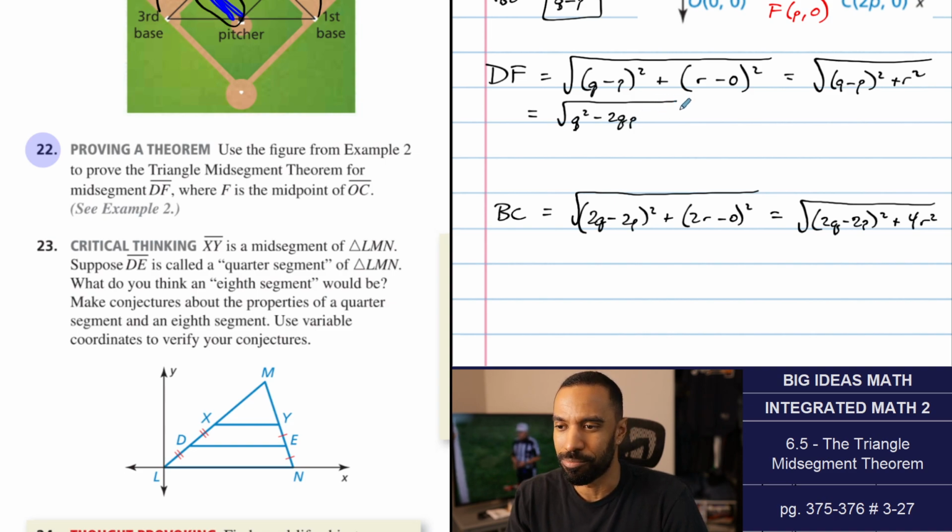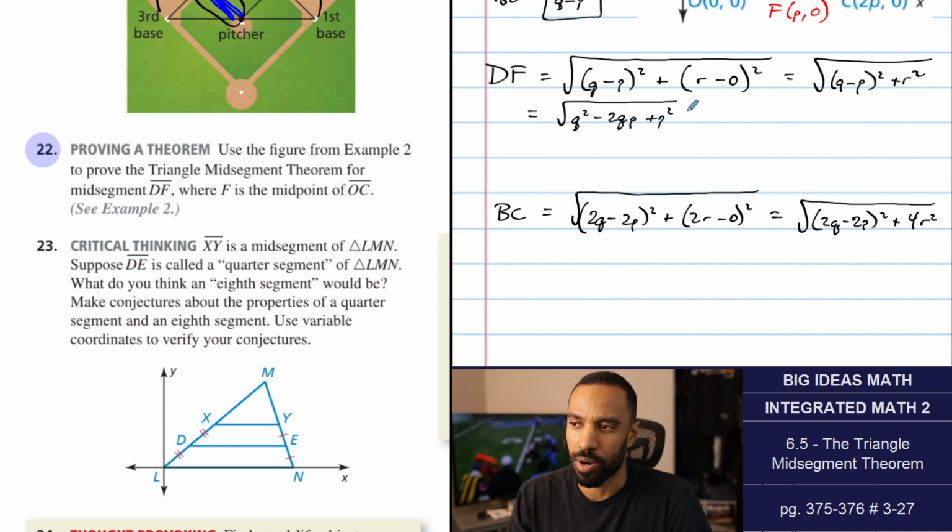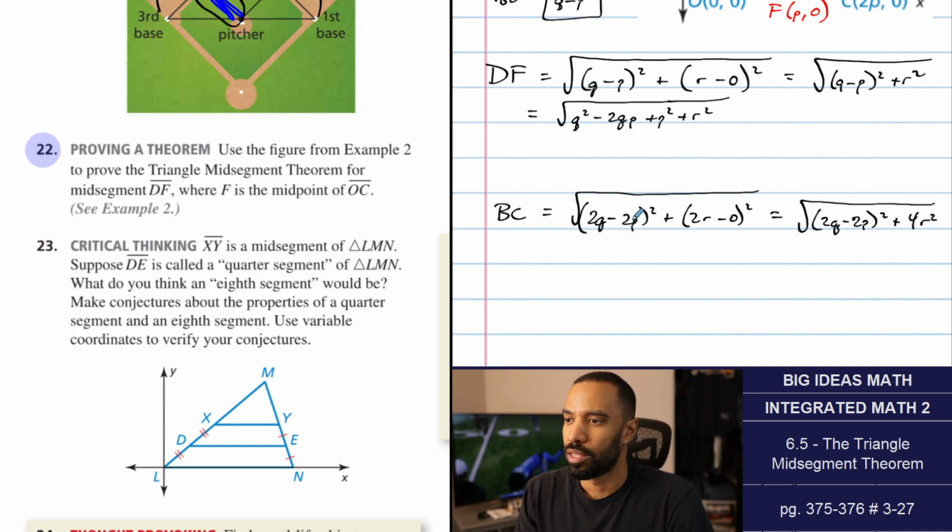I'm used to the p being first, plus p squared. And then there's that plus r squared. So that's all those guys together. That's another way of putting it.